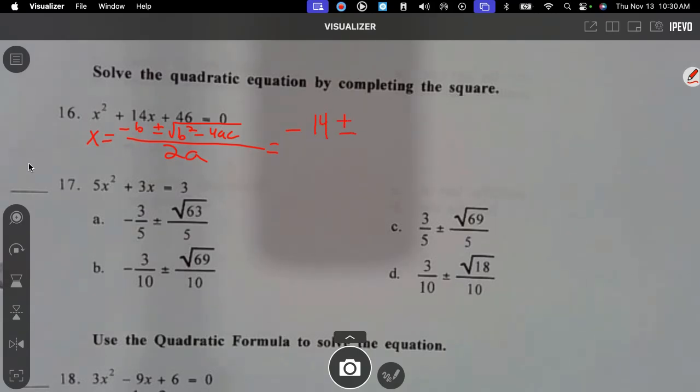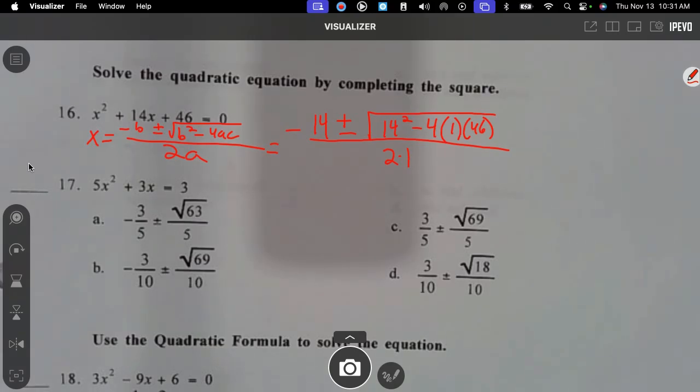Any questions so far? I put my negative and then I put my b. Put my plus or minus. What comes next? Square root. And then what's b squared? 14 squared. It's not negative, so you don't have to put it in parentheses. If it was negative, put it in parentheses. So b squared minus 4, where does the 4 come from? The formula. Times a, which is 1, times c, which is 46. All over 2 times a.